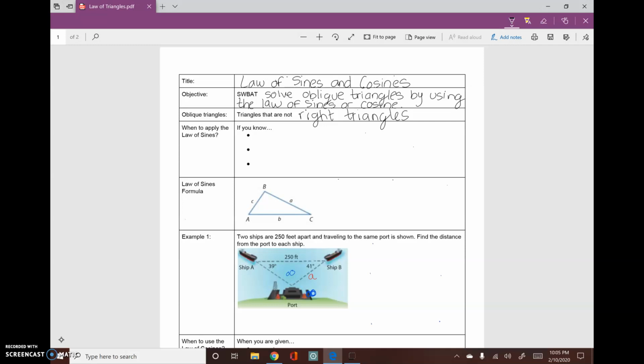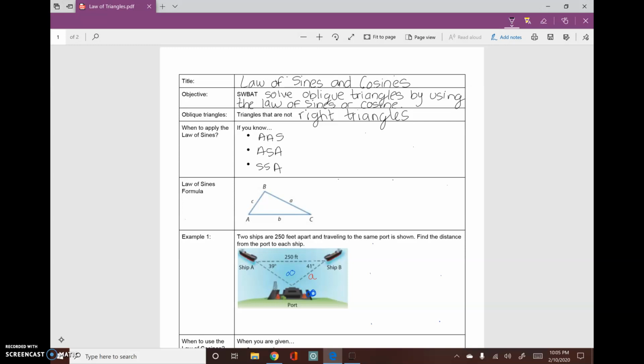To apply the law of sine, there are three scenarios. First scenario, you know the angle side. Second scenario, you know angle side angle. And in the third scenario, you can have side angle.